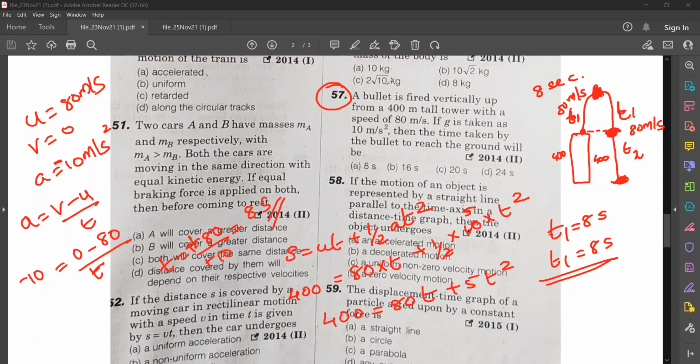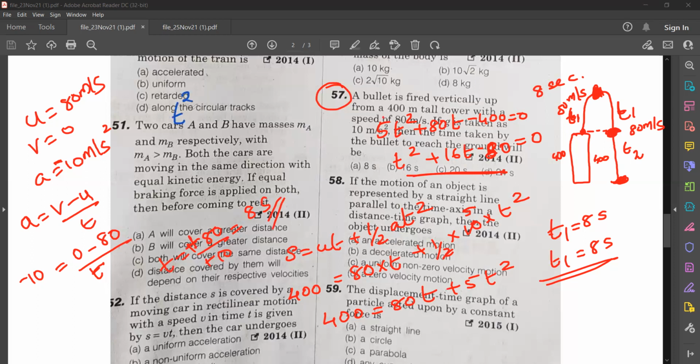If you make that into a quadratic equation, it will become 5T square plus 80T minus 400 is equal to 0. We can again simplify this as T square plus 16T minus 80 is equal to 0, dividing by 5, since 400 is in 5's table. So now you need to solve this equation. You can use middle term splitting or any method.